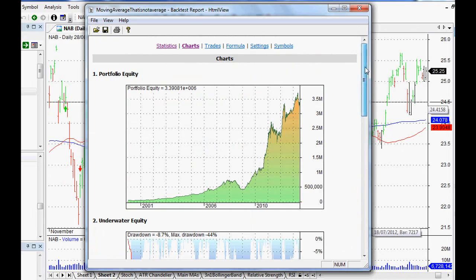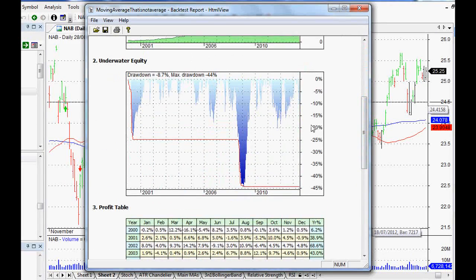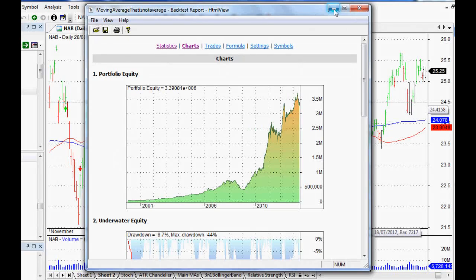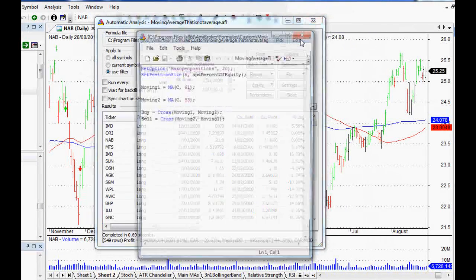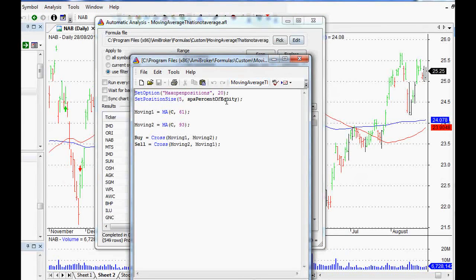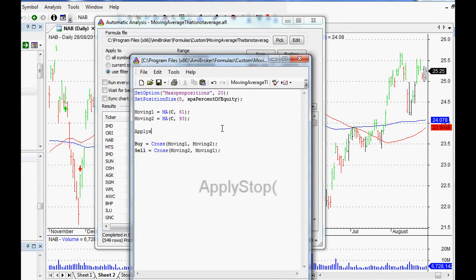But what would we do? We could also add a stop loss potentially into our system, just so that we could avoid that big drawdown, or try and avoid that big drawdown. So in order to do that, let's have a really quick look. If we just edit our formula up the top here, to add a stop loss it's simply ApplyStop. Now, if we type in ApplyStop, it turns blue, so that's great, it does recognize it. We open up our bracket.